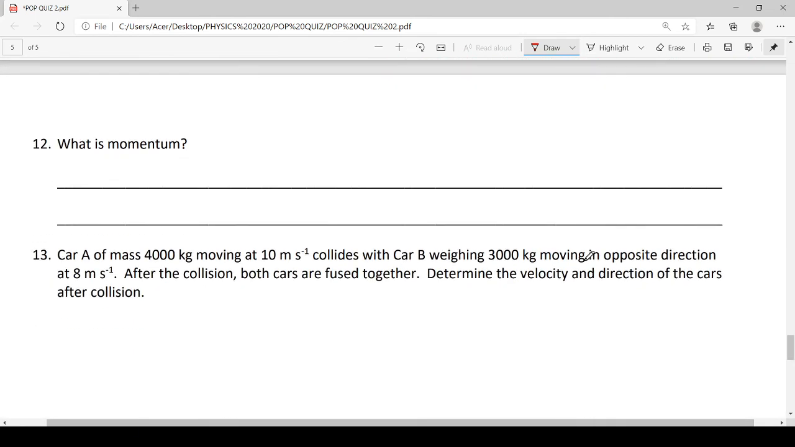Alright, now what is momentum? So momentum, in formula we normally write P, right? P equals mv. So put this in word form, that will be: momentum is the product of mass and velocity. So that is the definition for momentum.